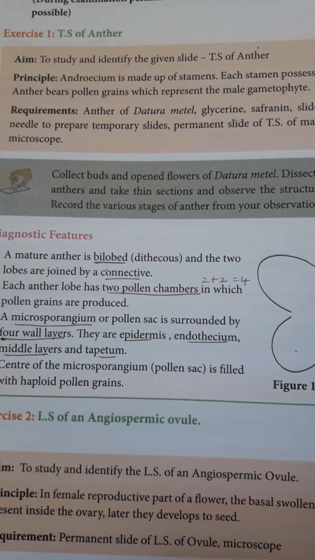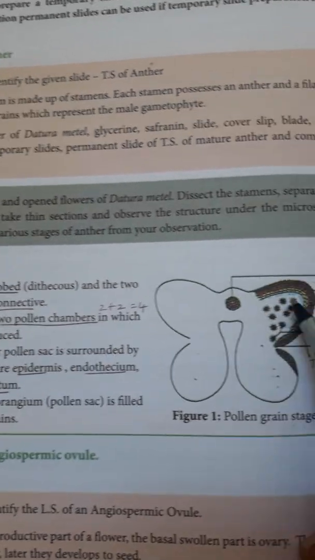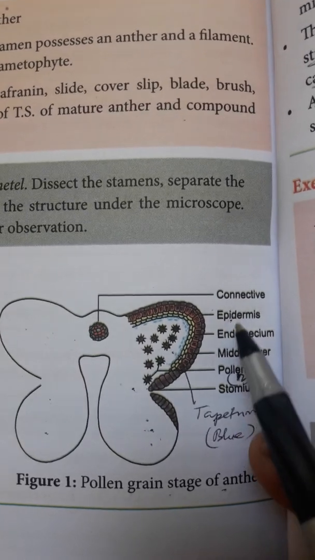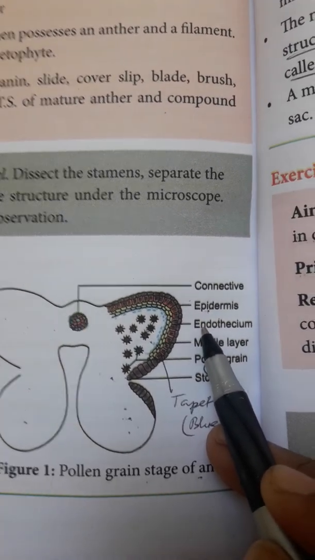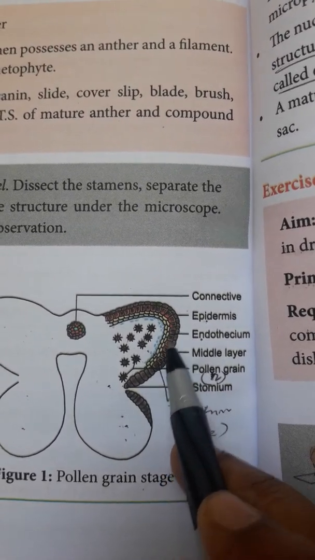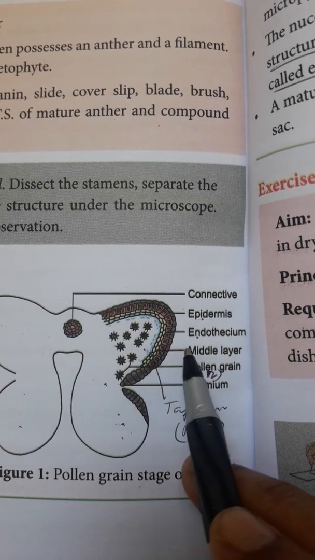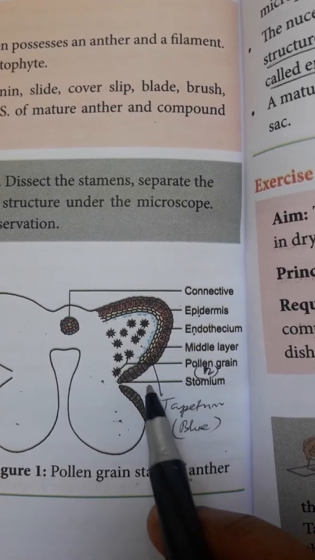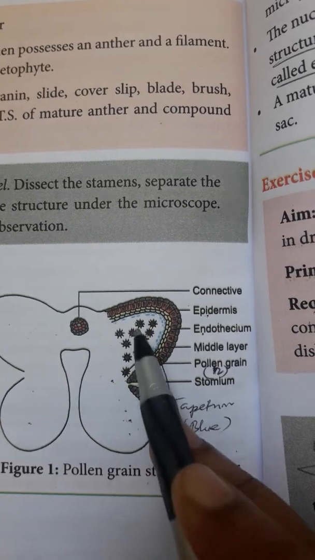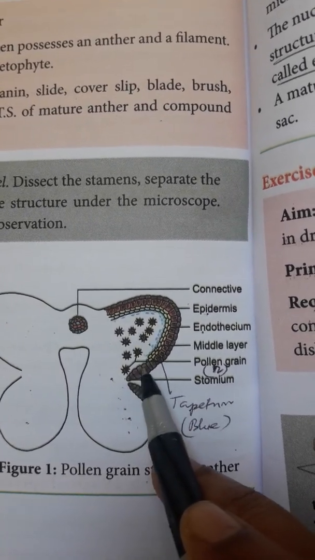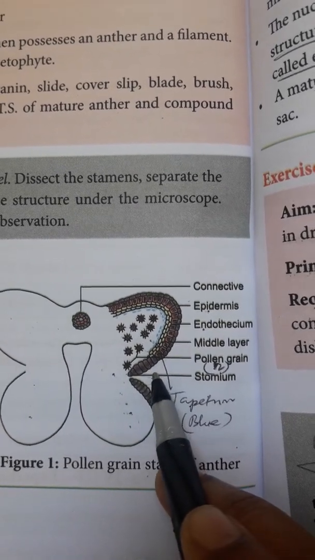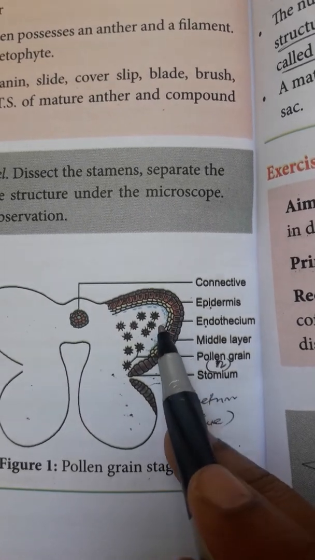A microsporangium or pollen sac is surrounded by 4 walls. The 4 walls are, the first wall is epidermis, single layer. Then the endothecium is the next layer, it is hygroscopic in nature, and then the middle layers, 2 to 3 middle layers we find, and then you find stomium at the junction of the 2 chambers. These 2 are chambers. We find thickening. It is called stomium. This helps in the liberation of anther at maturity. And we find tapetum. These 4 are the layers.